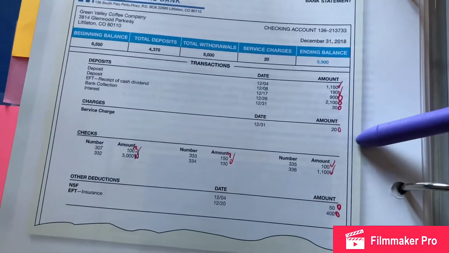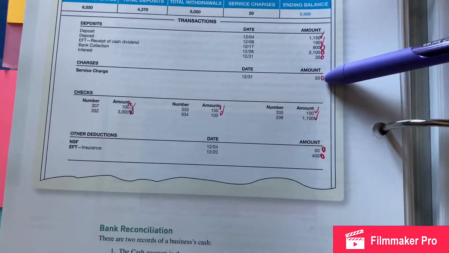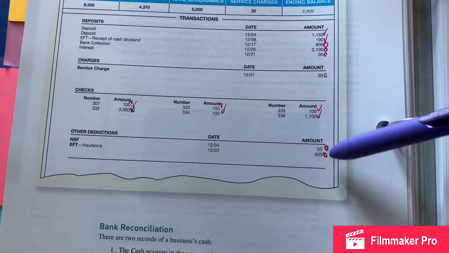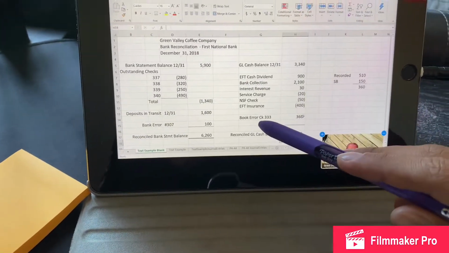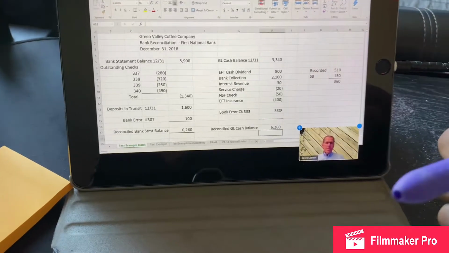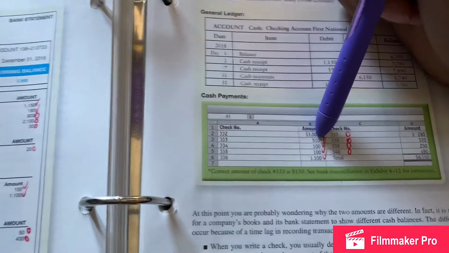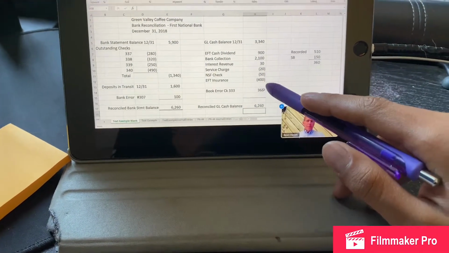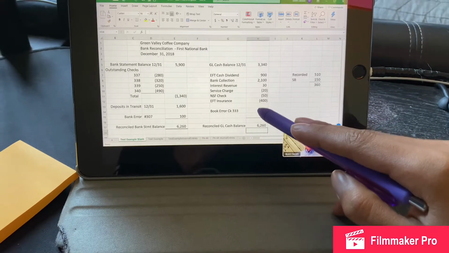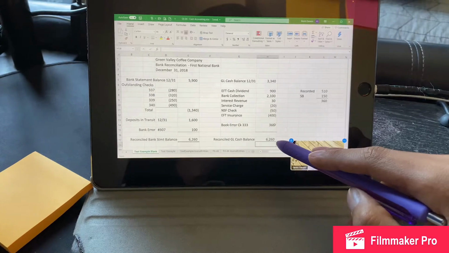And then we get into our expenses, charges. So we have our $20 charge. We have our other deductions, which are the 50 and 400, which are all right here. And then we can see here the book error that we made on our part, which was 360, which was basically when we subtracted 150 from 510, which was 360. And then after we added everything up, the sum of it was 6,260, which basically meant that it balances.